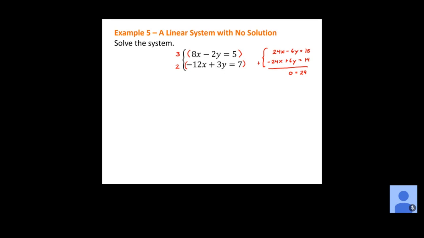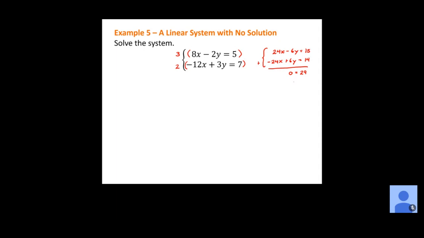Right, now, in this case, if all of our variables cancel out, we have one of two situations. Either we have no solution or we have infinitely many solutions. If you get a false statement, then we're going to say there is no solution. And if you get a true statement, then we're going to say that there's infinitely many solutions.